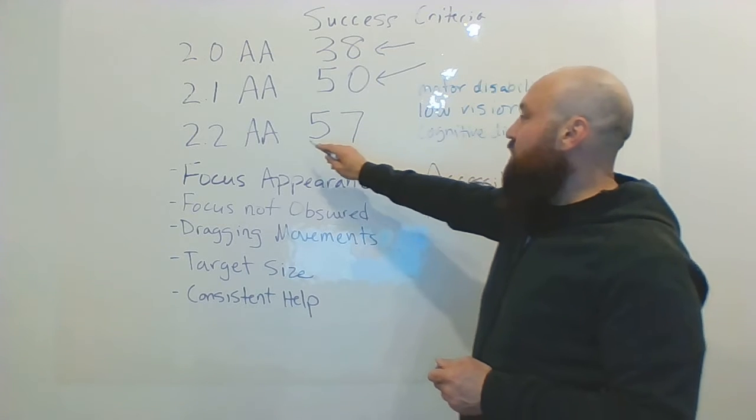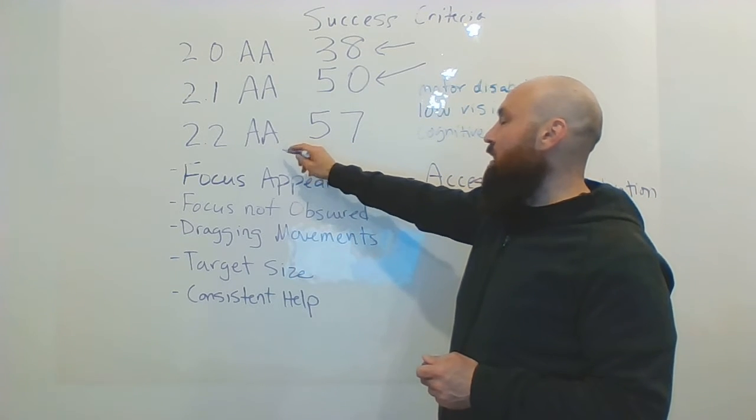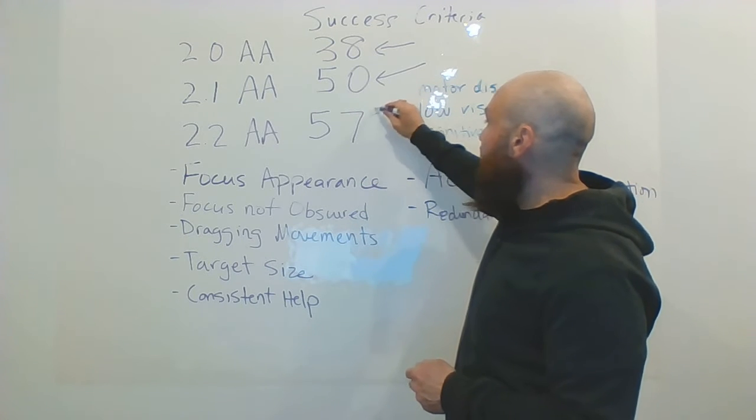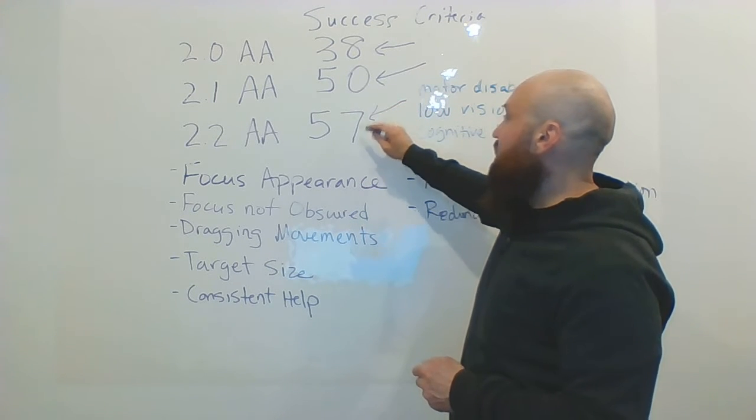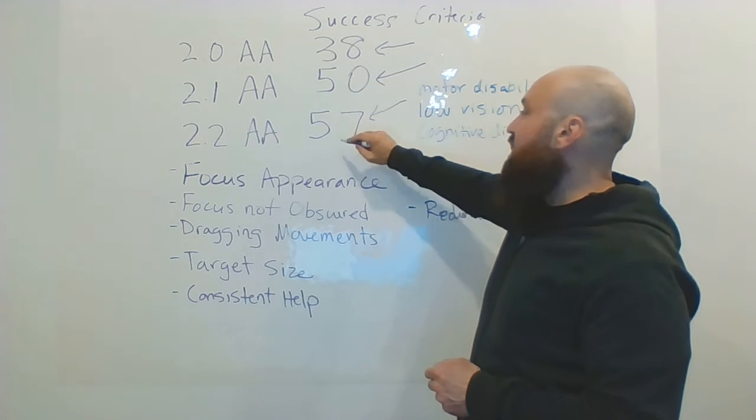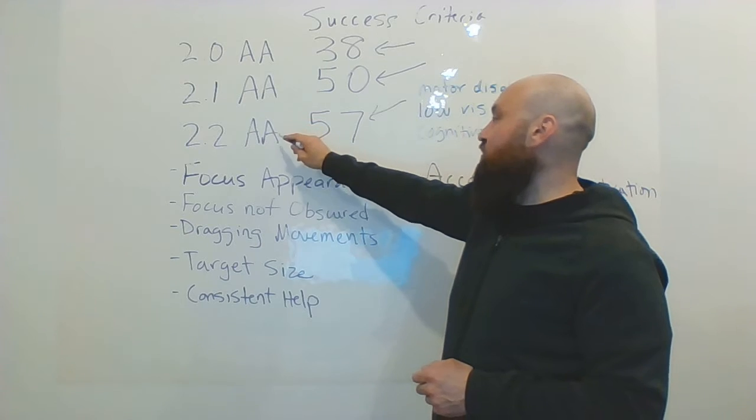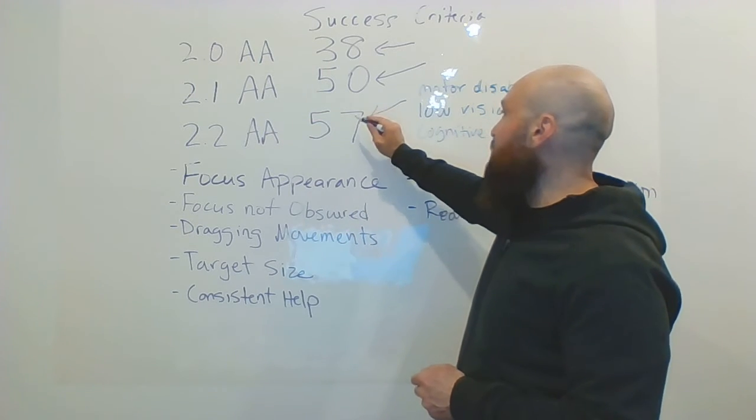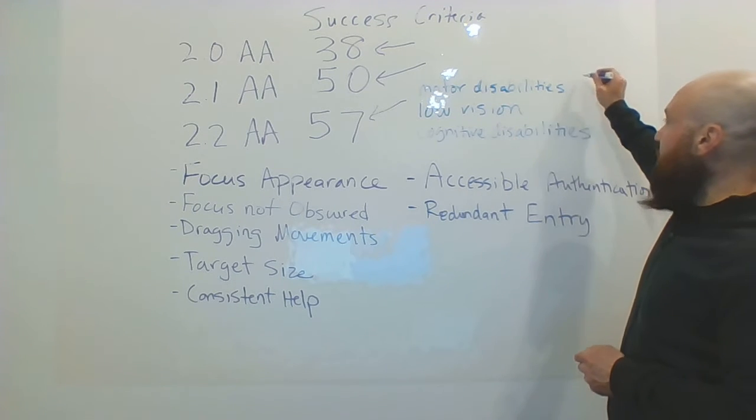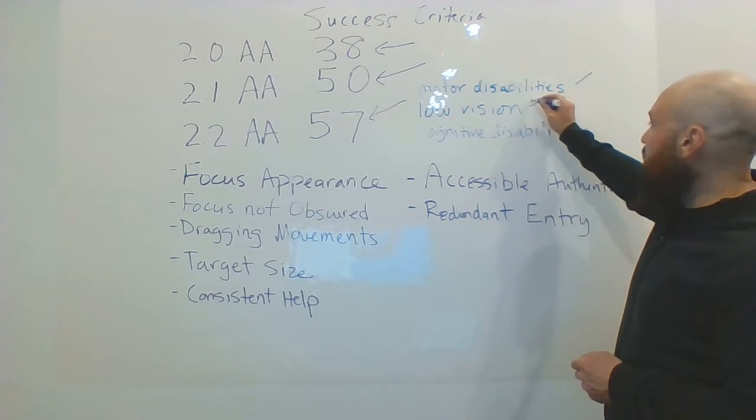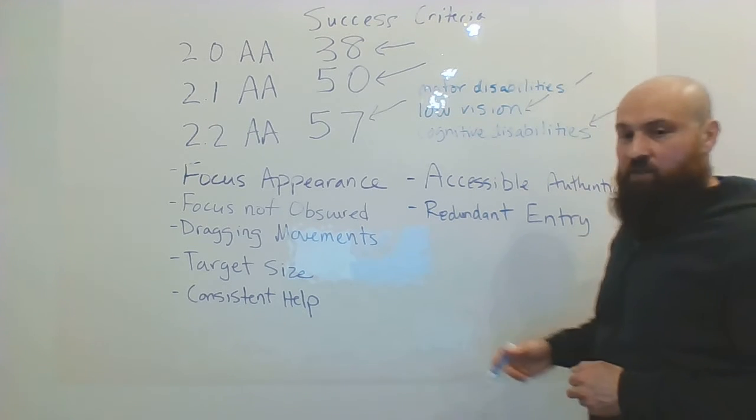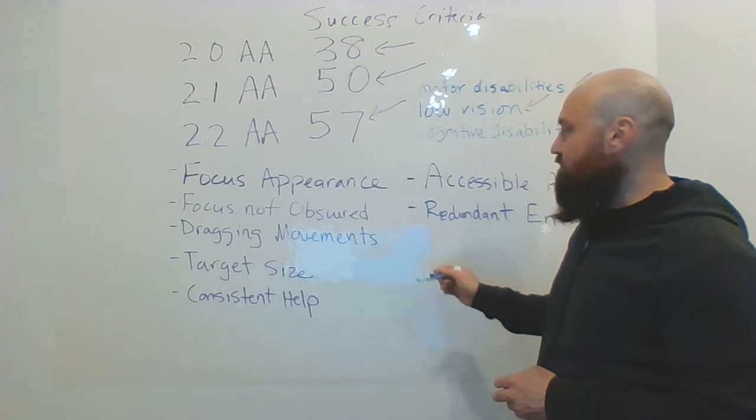And now 2.2 will be published at some point after this video, and there are an additional 7 success criteria in conformance level AA. So none of your work has been undone. If you are ready to advance to 2.2, there are 7 additional considerations. And these considerations address motor disabilities, low vision, and cognitive and learning disabilities. So let's quickly run through them.